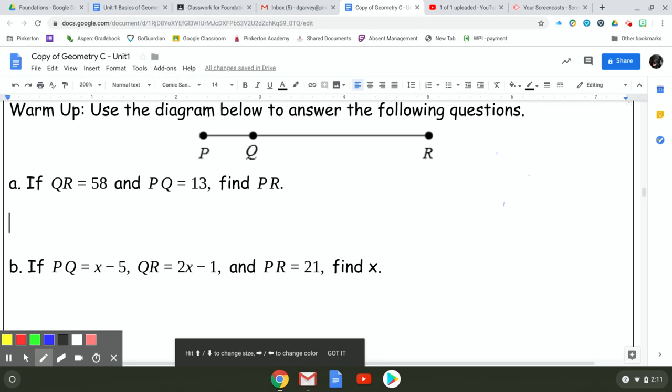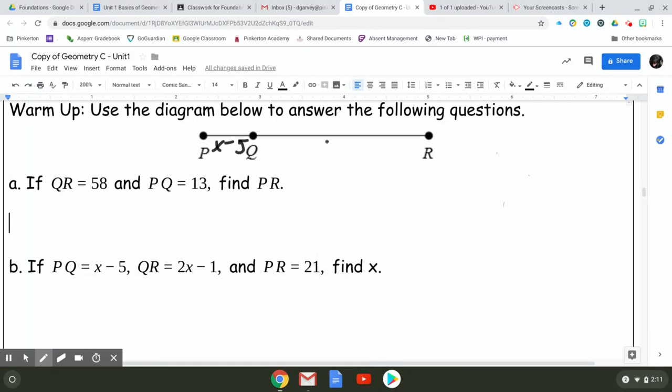So PQ is x minus 5, and QR is 2x minus 1. And they tell us that PR, this whole segment here, is equal to 21. So now we can write an equation, right? We know that PQ plus QR has to equal PR.